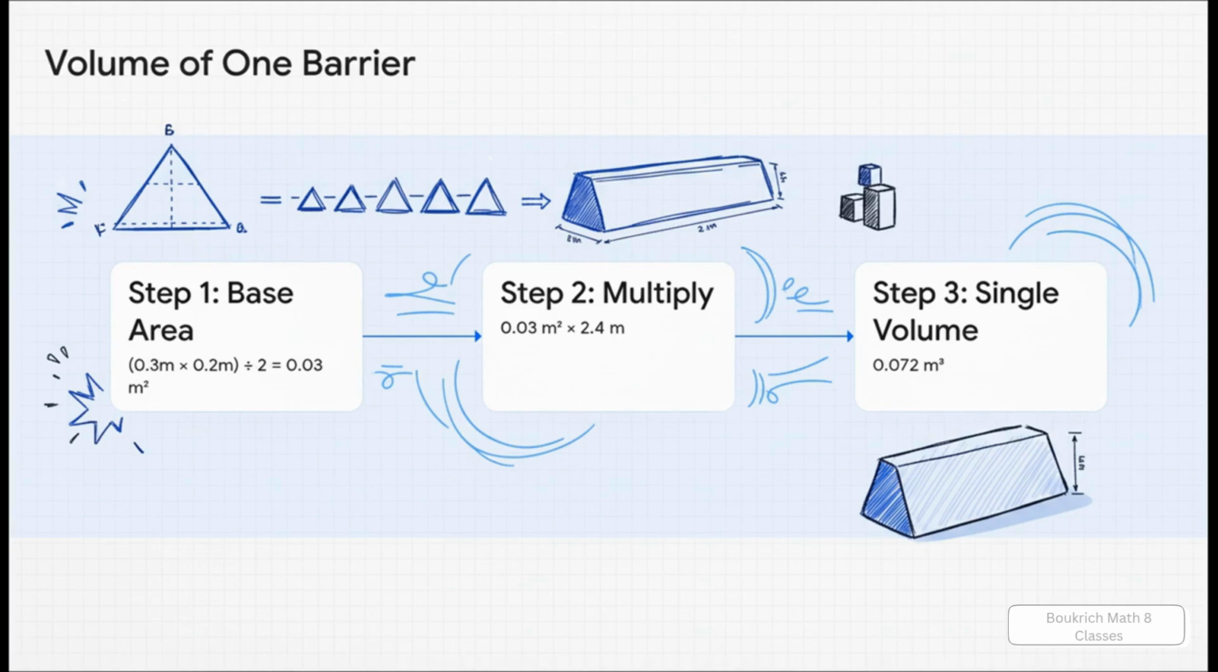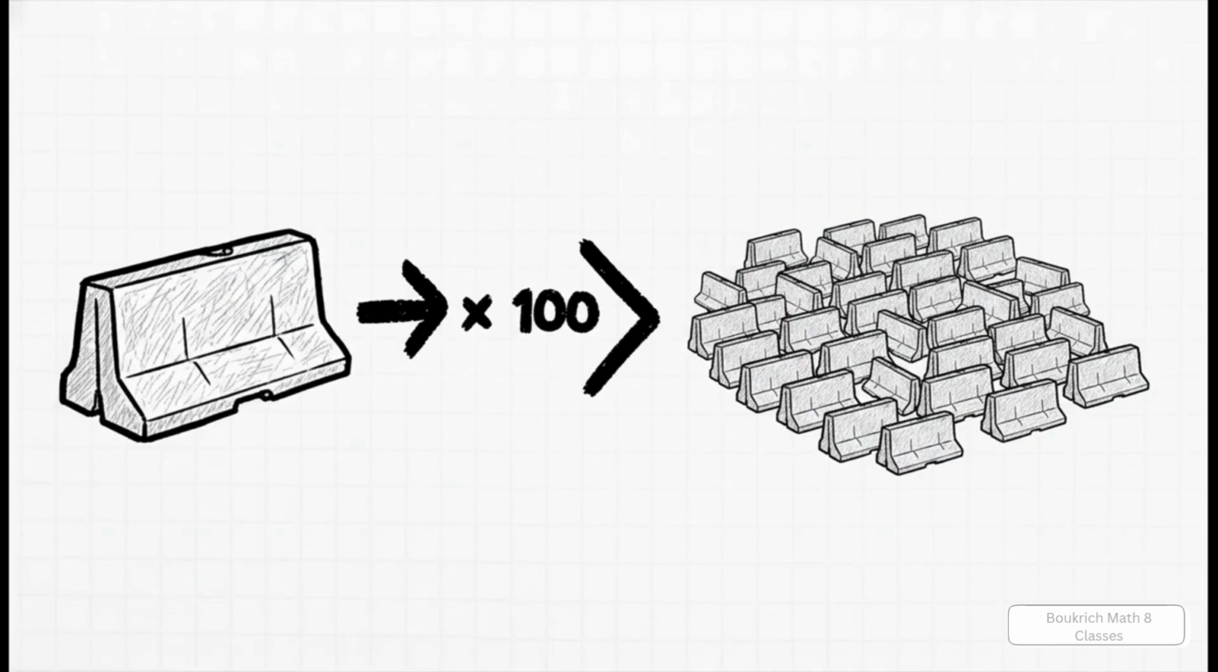Okay, the triangular base has an area of 0.3 times 0.2 divided by 2, which is 0.03 square meters. Now we just multiply that by the barrier's length of 2.4 meters, and that gives us the volume of one single barrier, 0.072 cubic meters. We've already done the hard part.